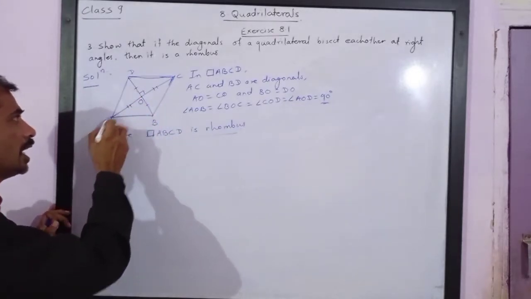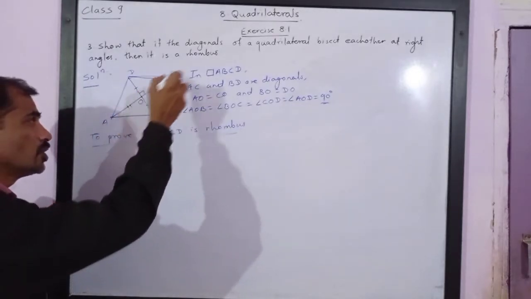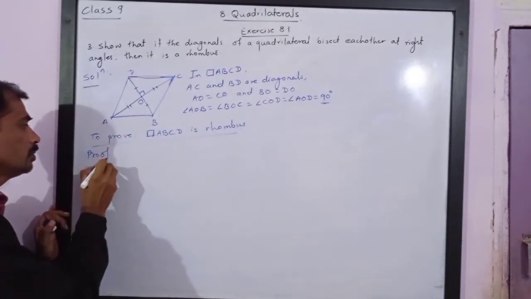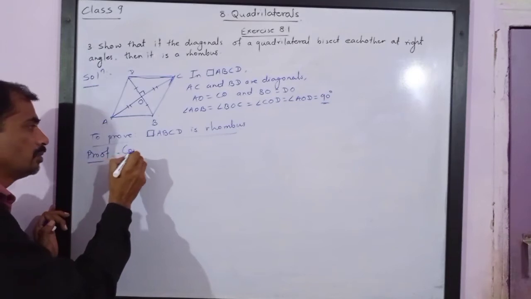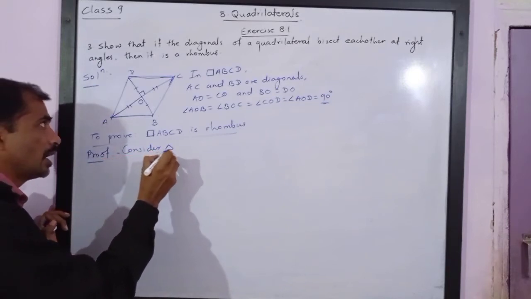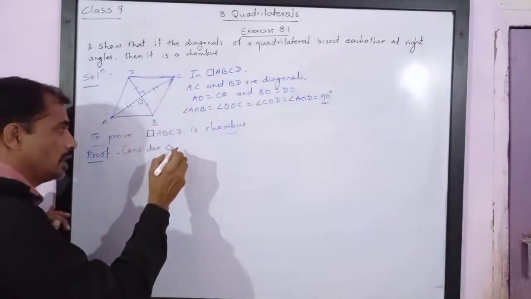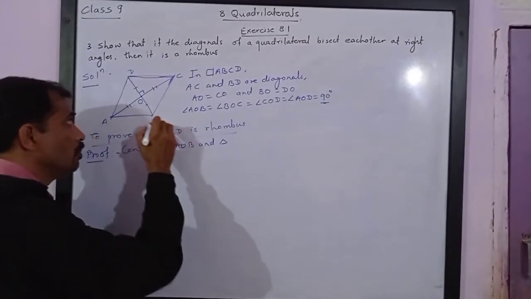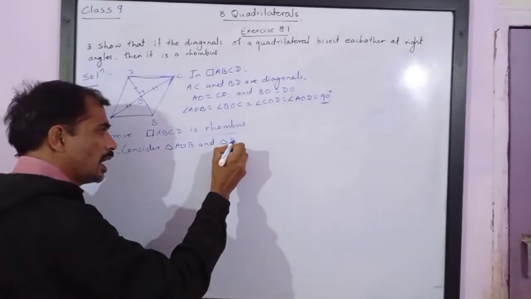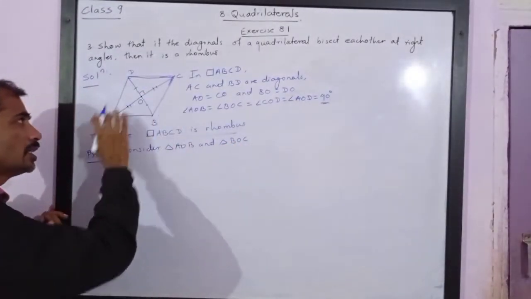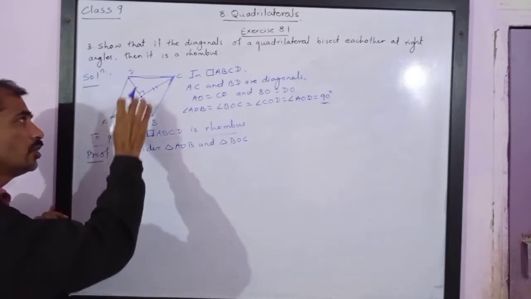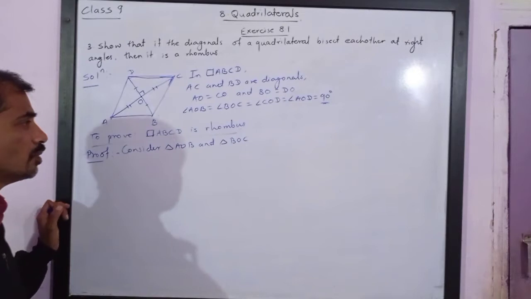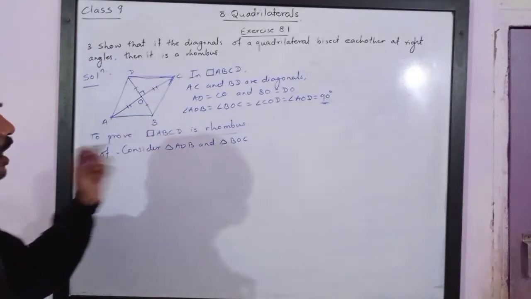See, for this how it can be proved. We will consider triangles AOB and BOC. Proof: consider triangle AOB and triangle BOC. Any two adjacent triangles you can consider. You can consider AOB and AOD as well. You can consider AOD and COD also. Any two adjacent triangles you must consider. Now watch carefully.